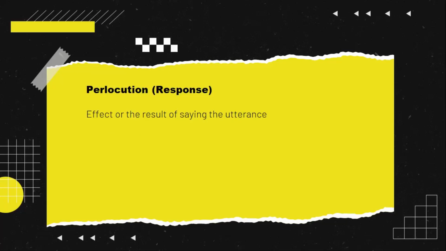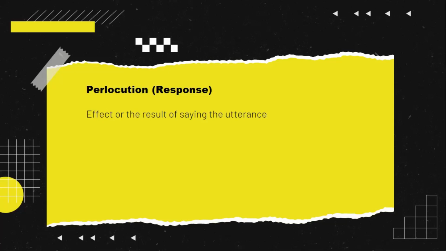Okay, next, perlocution. It's the response, it's the result. Perlocution is the effect or the result of saying the utterance. Let's go back to our example a while ago. In locution, it's the utterance: it is raining outside. And when we say elocution, it is the intention of the speaker. In elocution, for it is raining outside, the intention of the speaker might be that he or she wants you to bring an umbrella or stay at home because it's raining outside. Now, what is perlocution in that sentence?